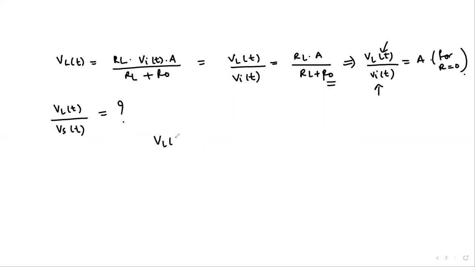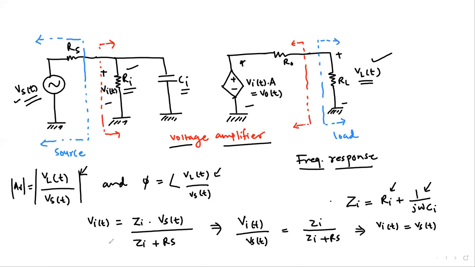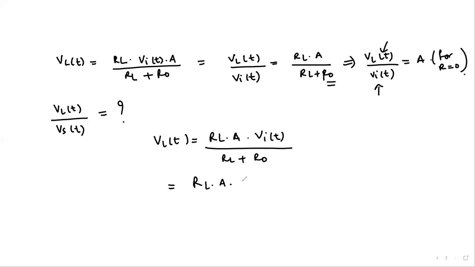So we write VL of t, that is RL times A into Vi of t divided by RL plus RO, and we just plug in the value of Vi of t. The value of Vi of t is this expression right here. So Gi into Vs of t divided by RL plus R0, that's there, and we can write it like this.